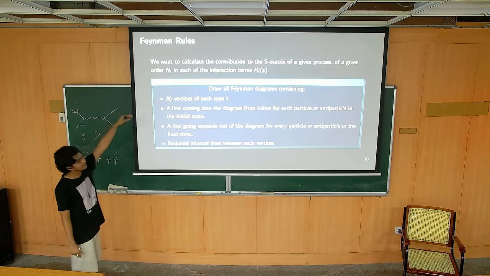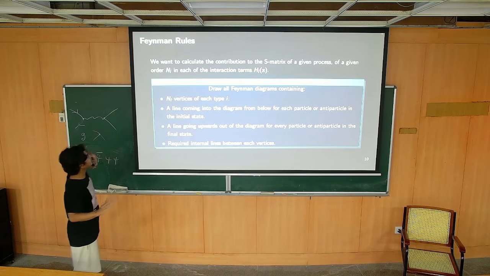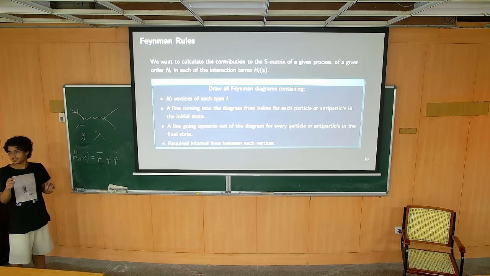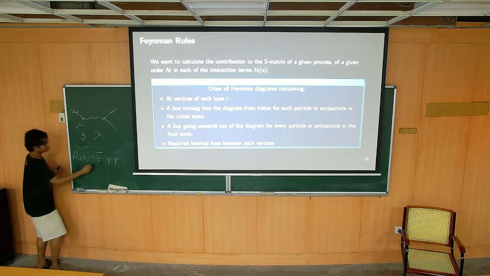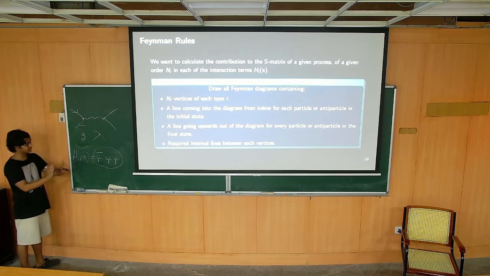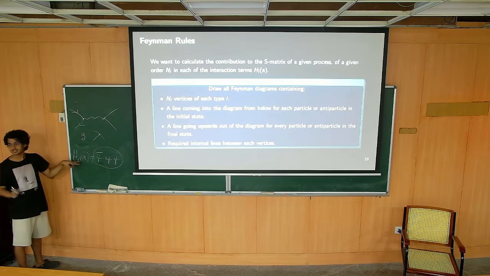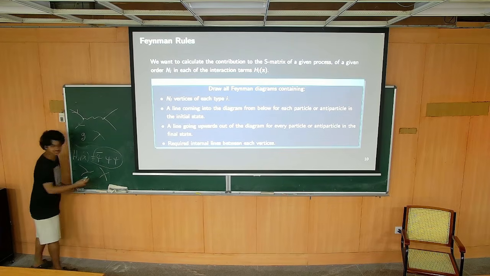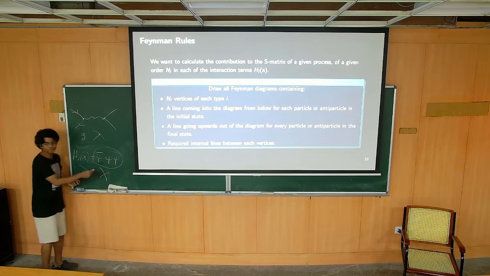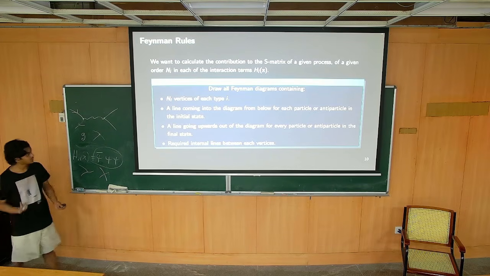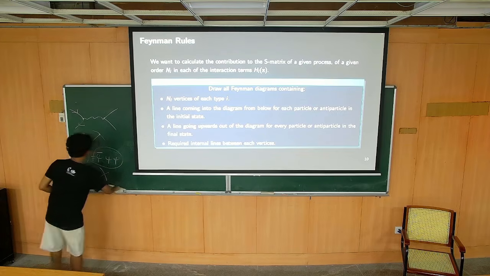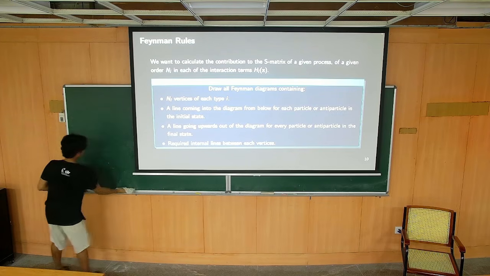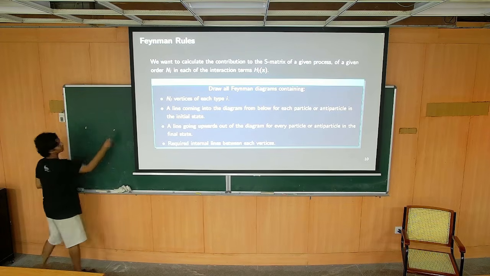Now let's see how to draw the diagrams. First we create n_i vertices of type i. According to the Hamiltonian terms, the vertices have some properties. Suppose they have 3 lines, suppose they have 4 lines, and each of these lines should be some specific particle. So we draw the vertices. Now we are getting into the Feynman diagrams.